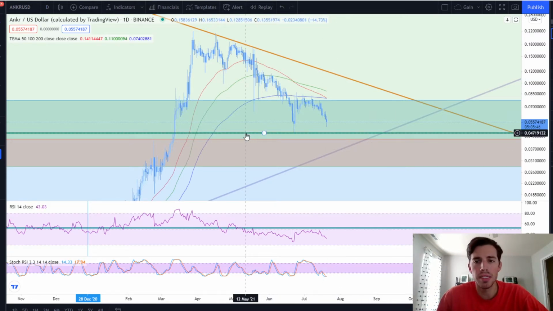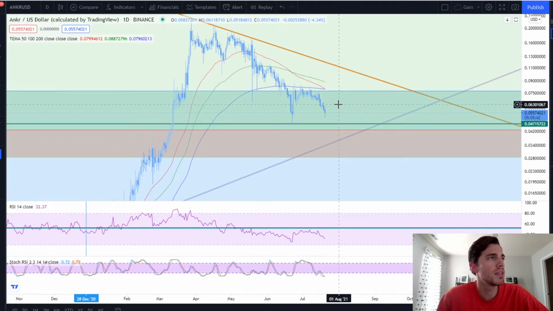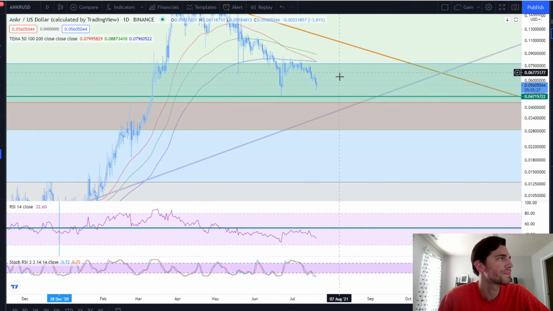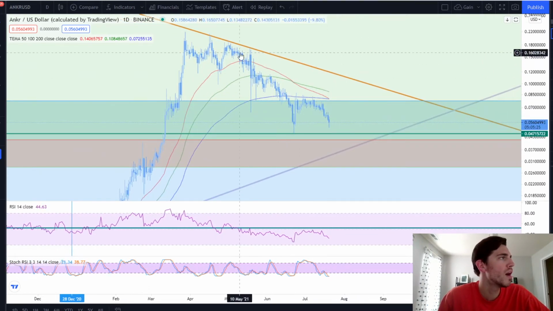Obviously, a lot of this price is influenced by Bitcoin's movement. But that doesn't mean that there's still some independent moves that can be made based on technical, either breaks or technical bounces off of certain lines of resistance or support. So as of right now, we came down here and we bounced off of this level here, this 4715 level.